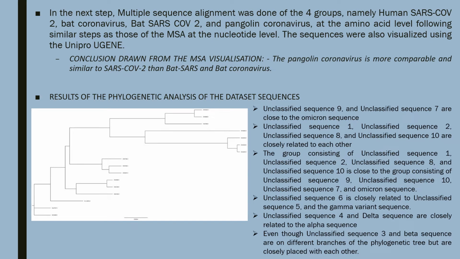phylogenetic tree are that unclassified sequence 9 and unclassified sequence 7 are close to the Omicron sequence. Unclassified sequence 1, unclassified sequence 2, unclassified sequence 8, and unclassified sequence 10 are closely related to each other. The group consisting of unclassified sequences 1, 2, 8, and 10 is close to the group consisting of unclassified sequences 9, 7, and the Omicron sequence.